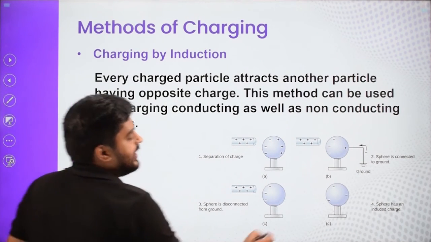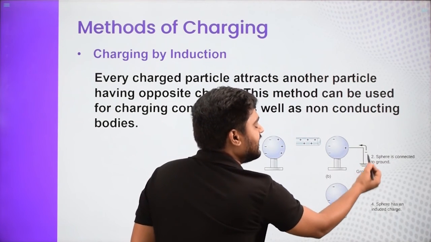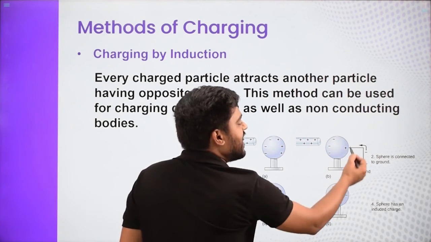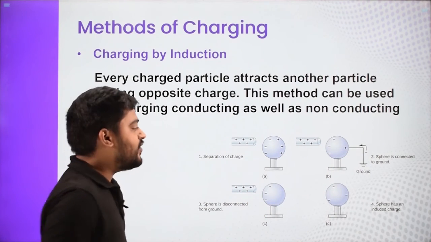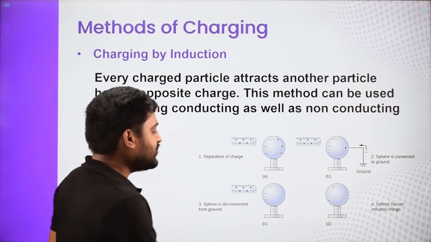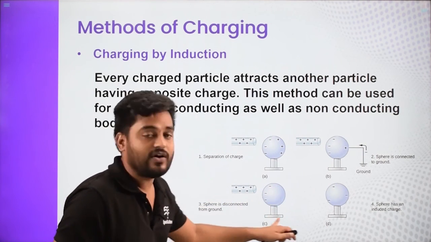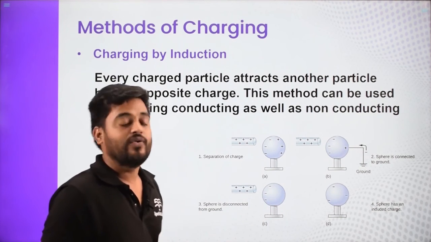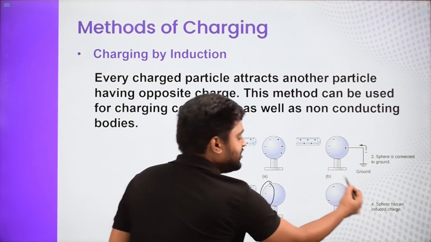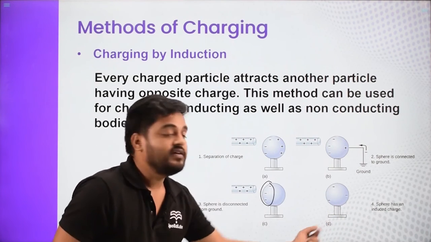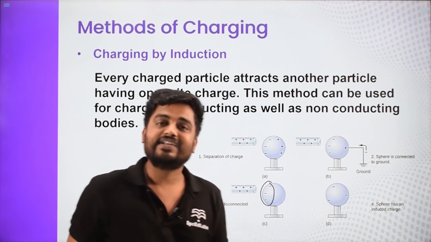Here there was a deficiency of electrons, and some electrons come from the ground and make this part neutral. But these electrons, they are still attracted, so they remain there. Now you remove the earthing. As soon as you remove the earthing, these electrons are still attracted, and overall this is negatively charged now. Then as soon as you remove this one also, these charges get redistributed throughout the body, and now you get a negatively charged body. So initially this body was neutral, and now it is negatively charged.